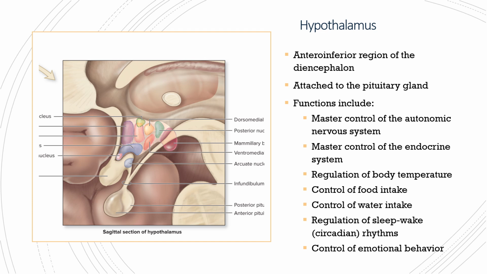The hypothalamus is located in the antero-inferior region of the diencephalon and is attached to the pituitary gland. It functions as the master control of the autonomic nervous system, the master control of the endocrine system, regulation of body temperature, control of food intake, control of water intake, regulation of sleep-wake rhythms, and control of emotional behavior.